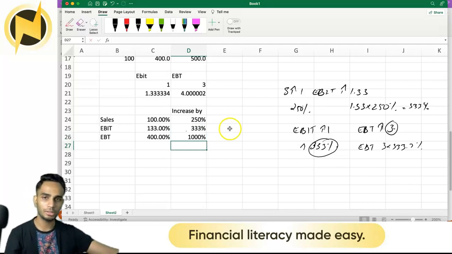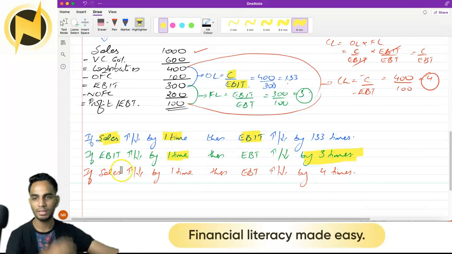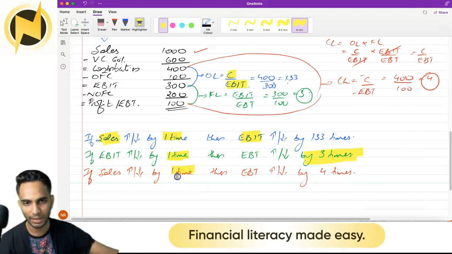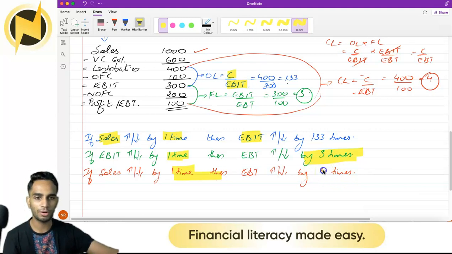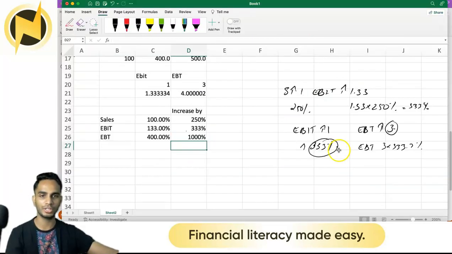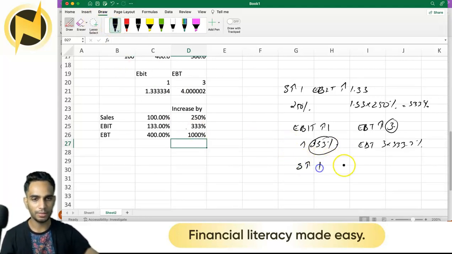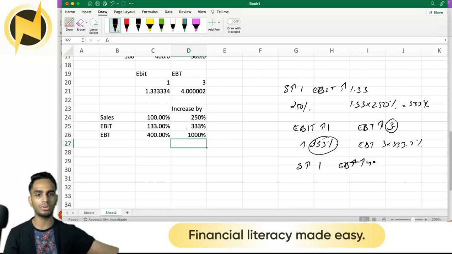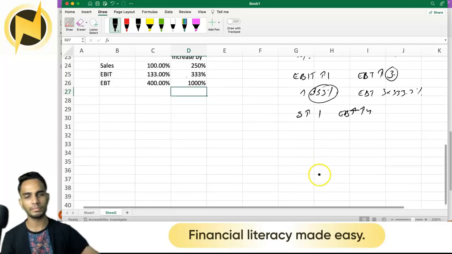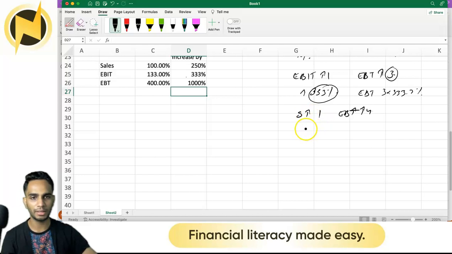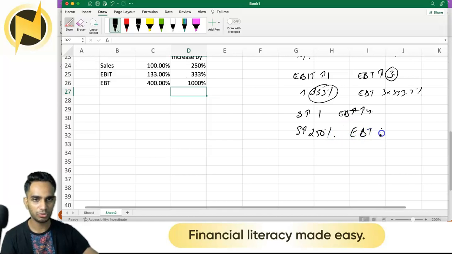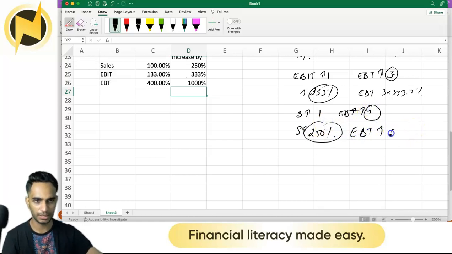1000%. Oh wow, 1000%. We can confirm that in another way as well. From combined leverage, if sales go up by 1, my EBT should go up by 4. Let's check. That's what it says here. Here my sales went up by 250%, so my EBT was supposed to go up by 4 times of 250%, that is 1000%. Cross verified.